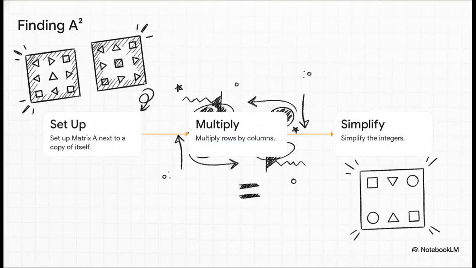All right, let's roll up our sleeves and look at the setup. To find A squared, we're going to place matrix A right next to a carbon copy of itself. From there, it's just standard matrix multiplication, taking the dot products of the rows from the first matrix and matching them against the columns of the second. Finally, we'll simplify all those integers. Honestly, in high-pressure exams like the CSIR-NET, understanding the concept isn't the hardest part. The real challenge is dodging those silly arithmetic mistakes when you're under the clock. Let's walk through it together.